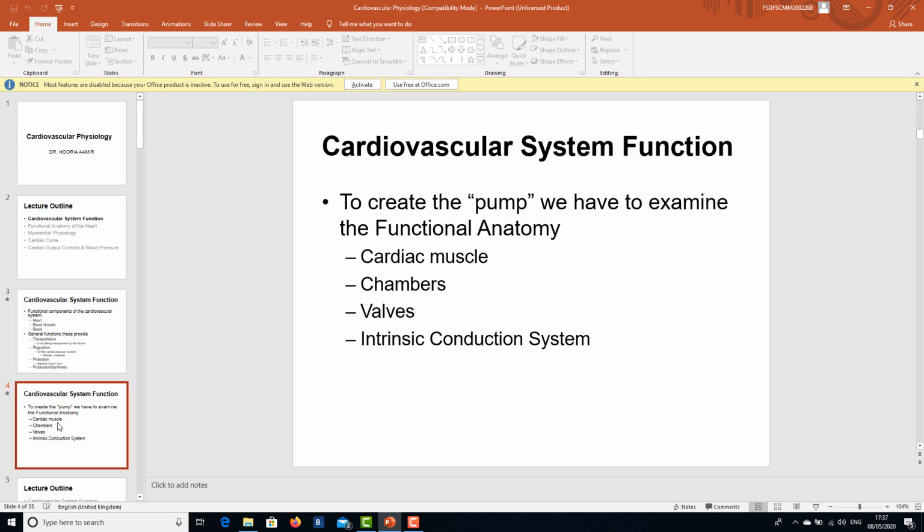Then there is an intrinsic conduction system. This intrinsic conduction system is responsible for the movement of the action potential from the SA node to the whole of the body of the heart. So we are going to study them in detail, one by one.